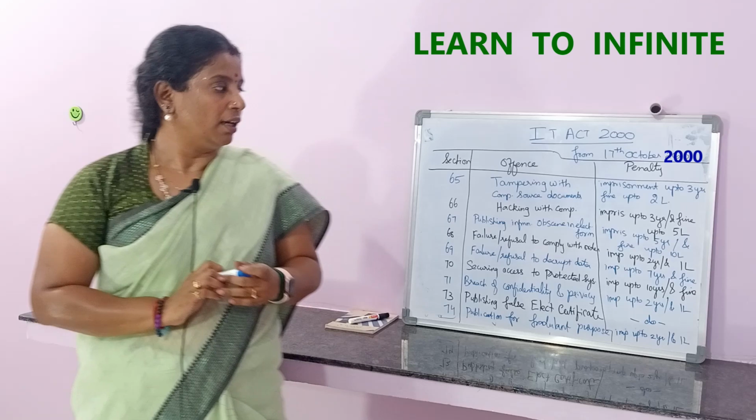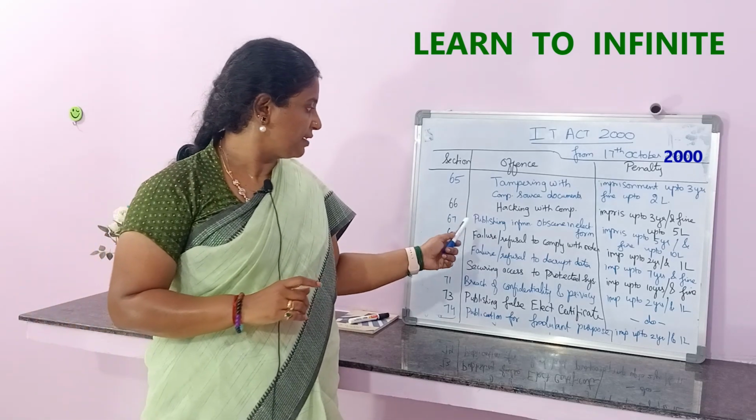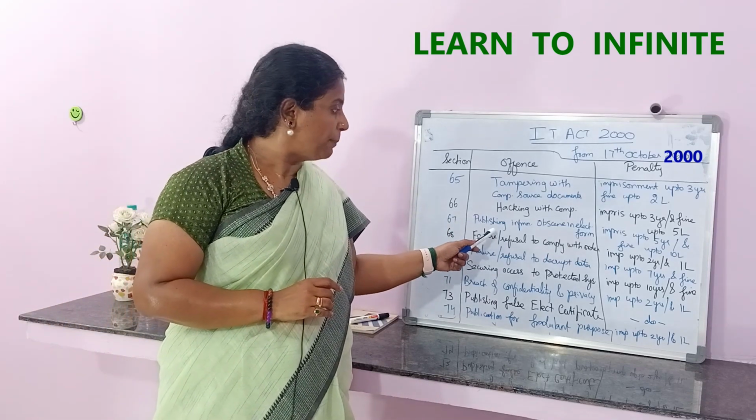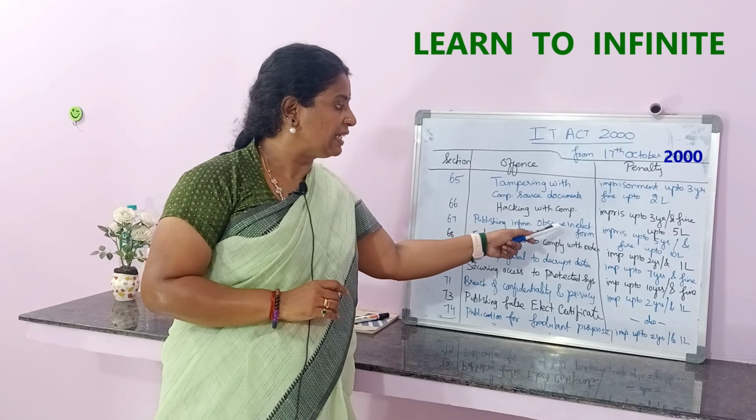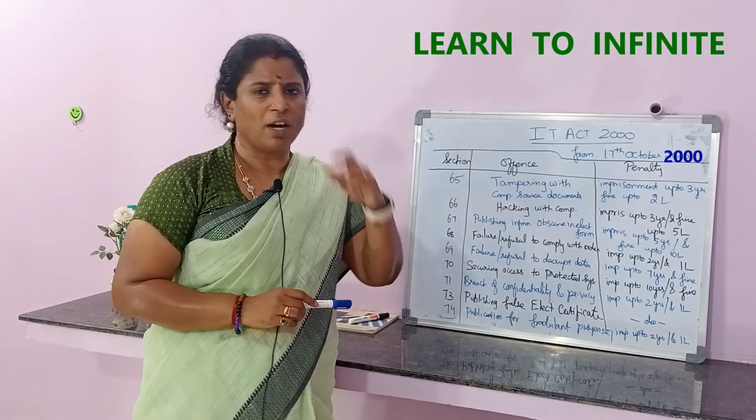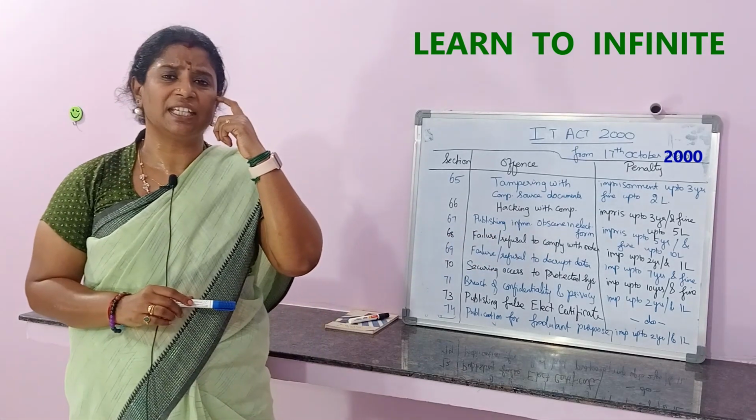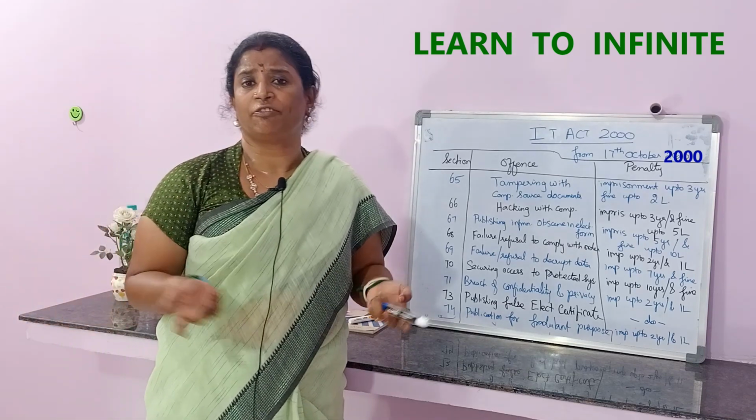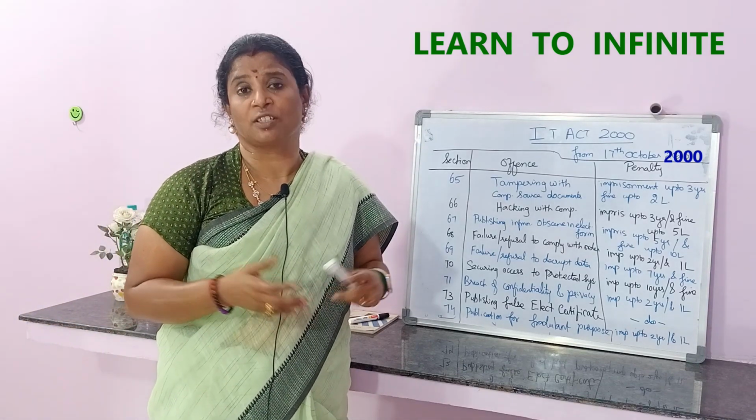It depends upon the mistake you have done. Okay, next is section 67: publishing obscene information in electronic form. So what is this obscene information? Obscene information is any type of sexual videos or something.